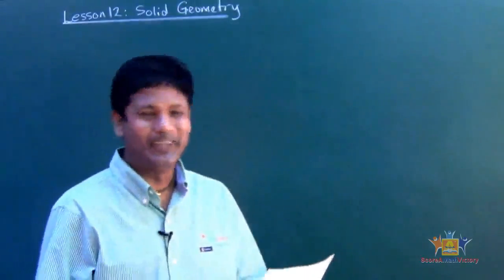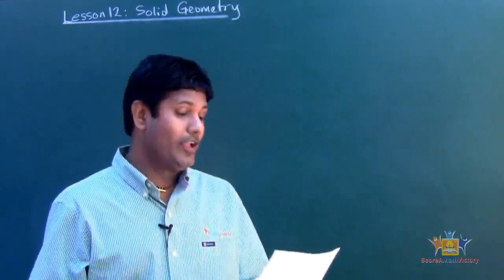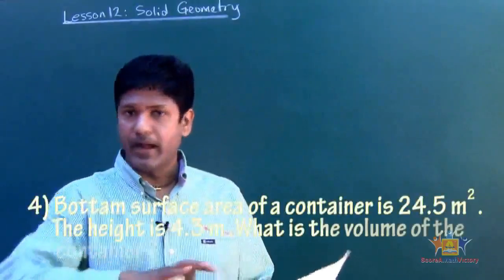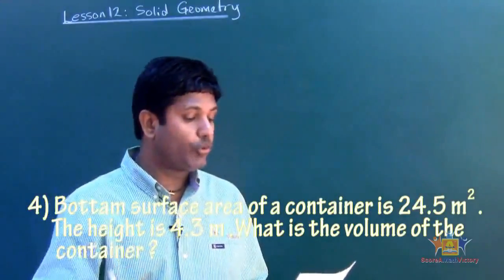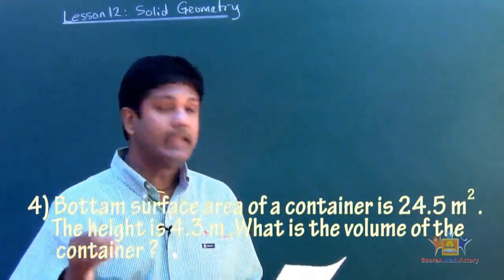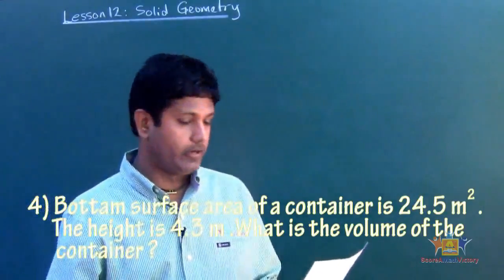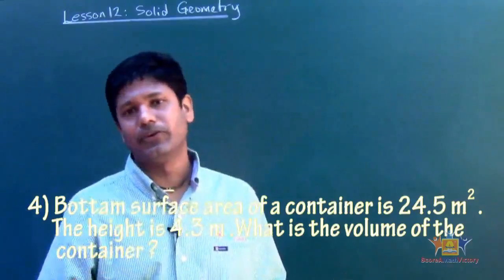Alright, my dear student, problem number 4. You're given the bottom surface area of a container is 24.5 meter cube. The height is 4.3 meter. What is the volume of the container?